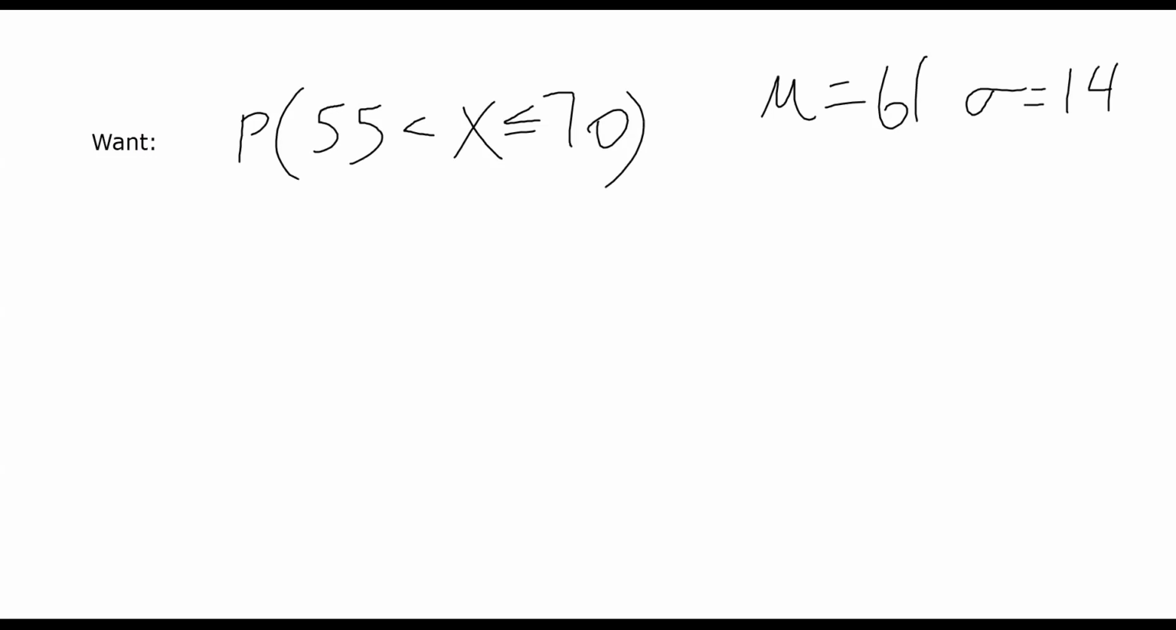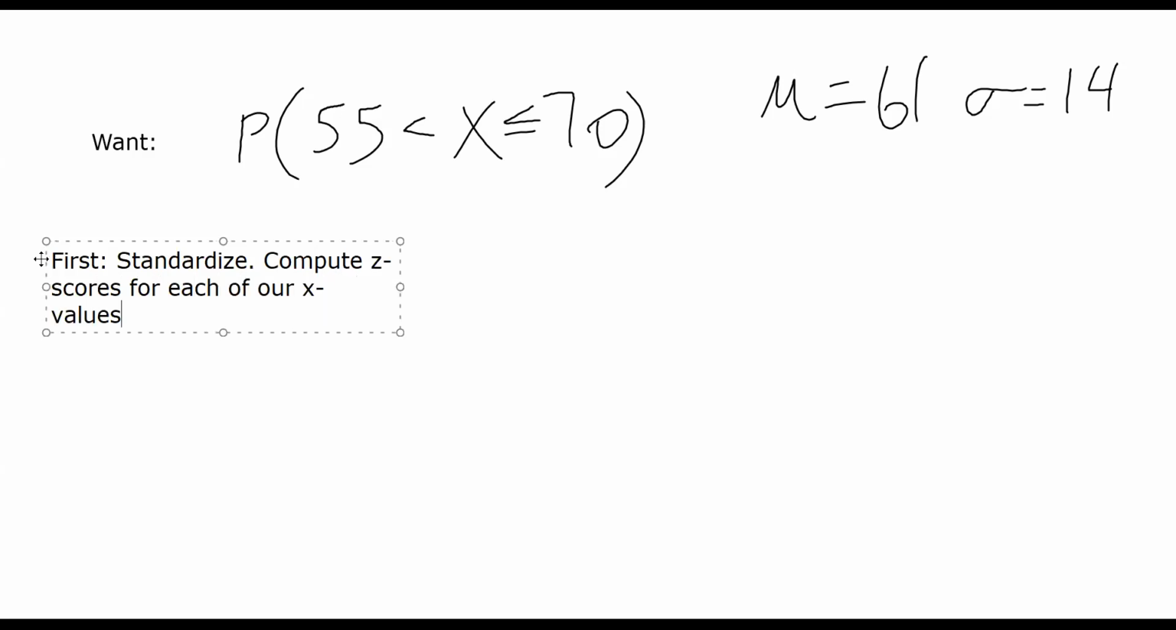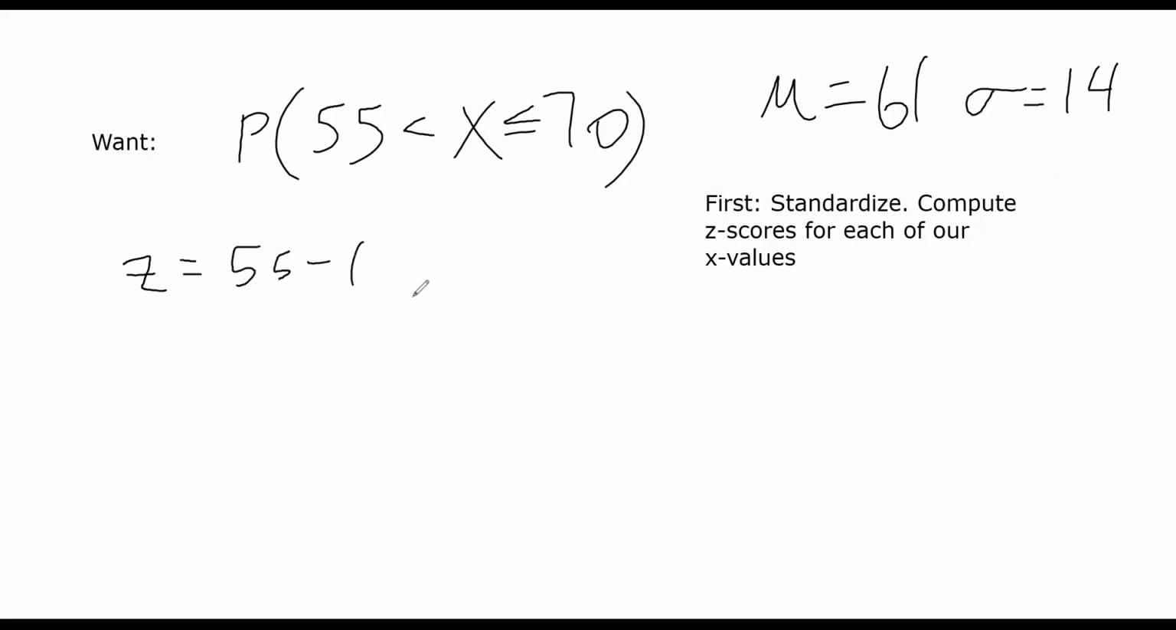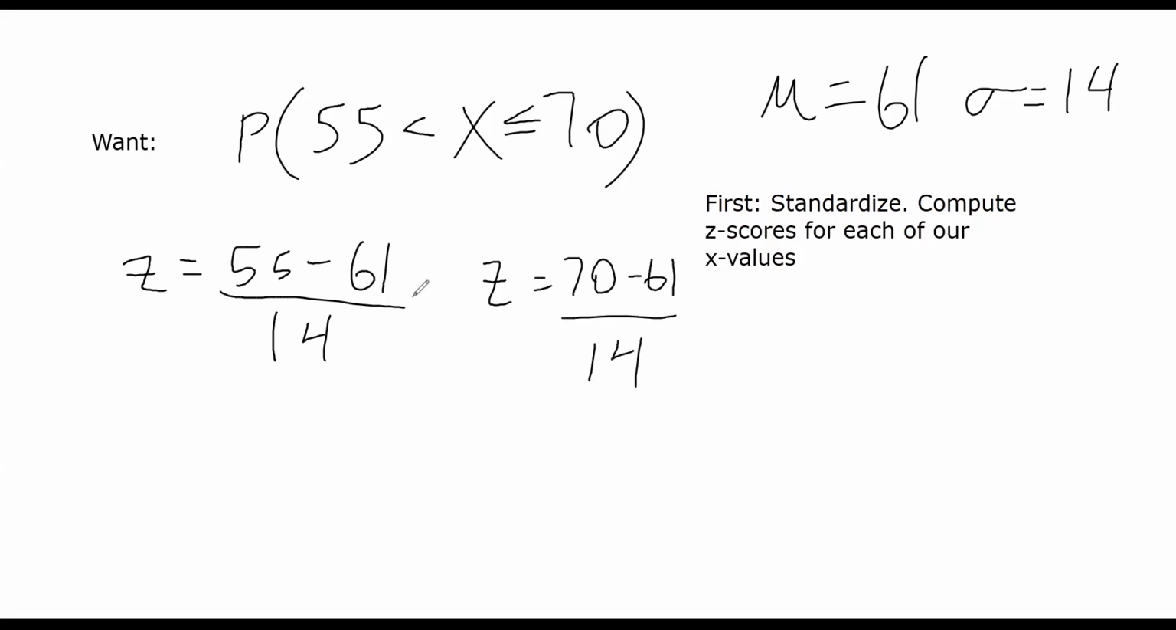So first things first, we need to standardize. We need to compute z-scores for each of our x values. We have to. We can't look 55 up on a chart because the chart is in terms of z. So our first z-score, the lower one, is going to be 55 minus 61 over 14. The next z-score is going to be 70 minus 61 over 14. According to the z formula.